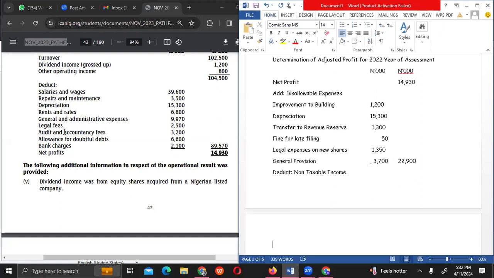Why is legal expenses on new share not allowed? Yes, because new shares is an equity component. Shares is an equity component. So it's more or less a capital item. And you know, when I was giving you lists, when we were doing adjusted profit, I said anything capital in nature is not allowed for tax purposes.